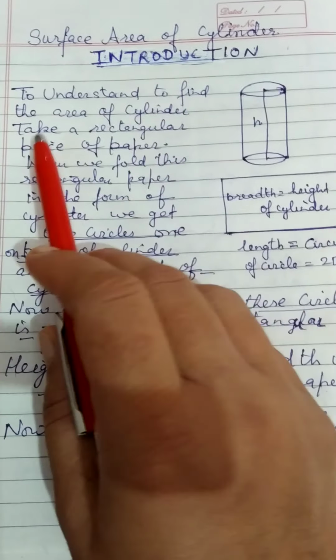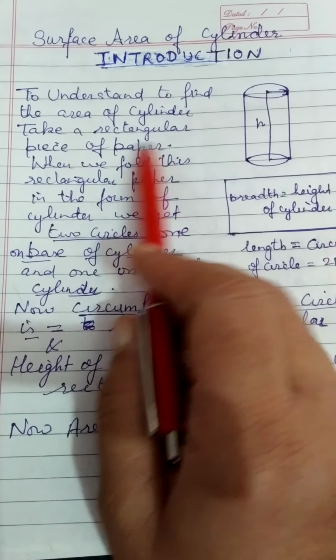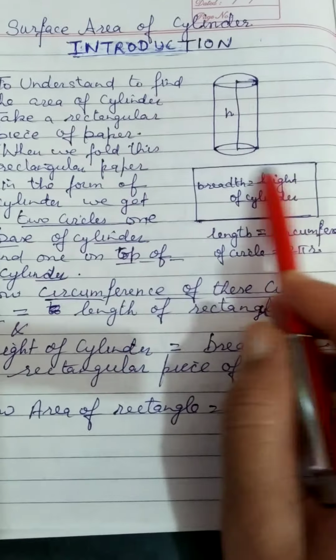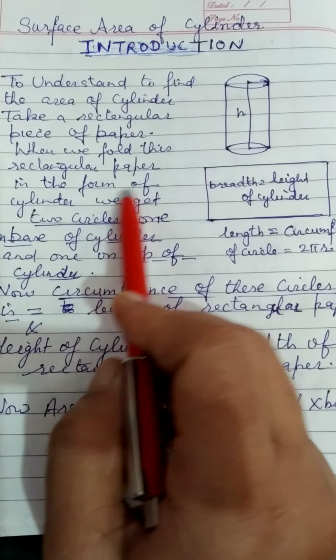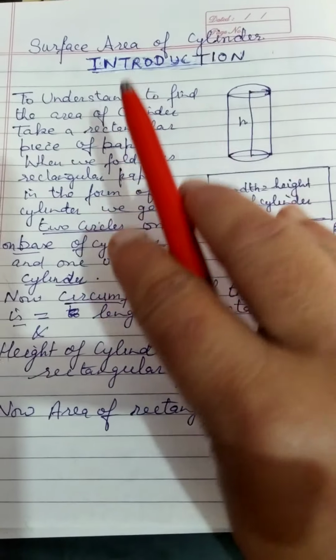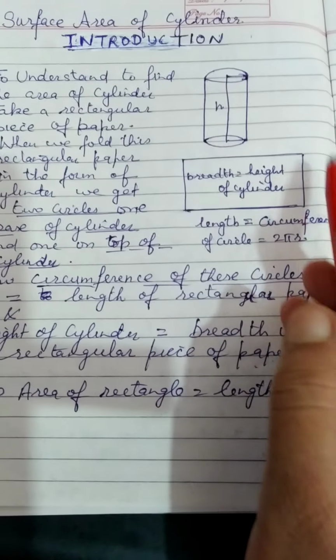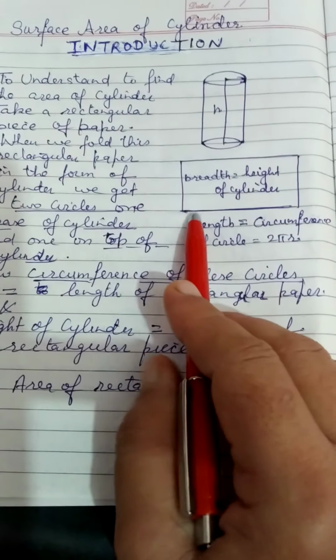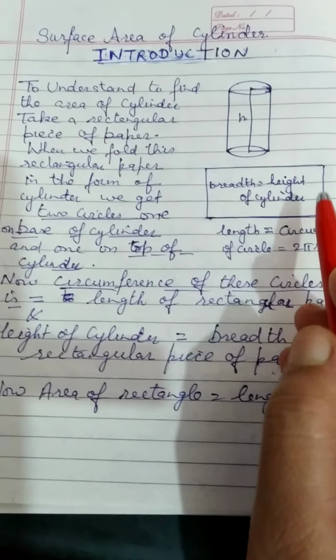To understand how to find the area of a cylinder, take a rectangular piece of paper just like this. This is the rectangular piece of paper. When we fold this rectangular piece of paper in the form of a cylinder, we will take this and fold it in this way. From here we will take and fold it in this way. Then we will get one circle on the bottom and one circle on the top.